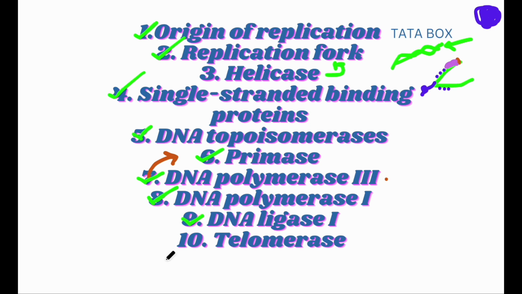Next, and the final enzyme, the telomerase. Remember, telomerase is strictly only in eukaryotes. It helps in avoiding the loss of genetic material. Sometimes during DNA replication, there could be loss of genetic material. So we add a DNA structure known as TTAGGG, TTAGGG, at the 3 end of the chromosome. This prevents the loss of genetic material.